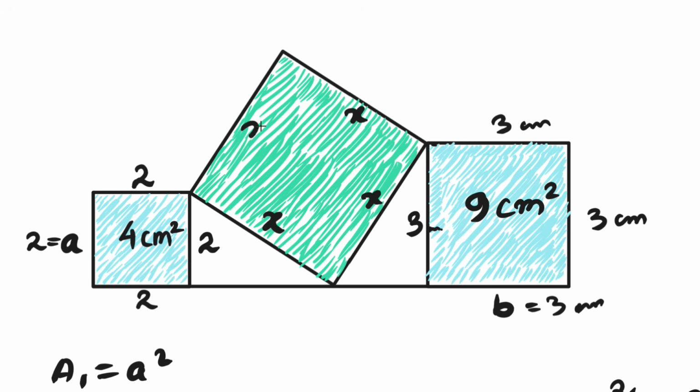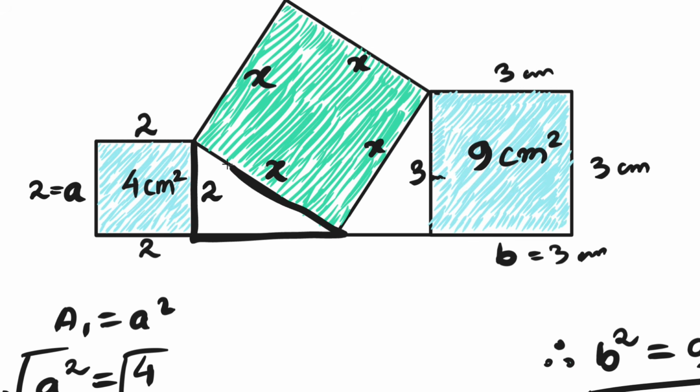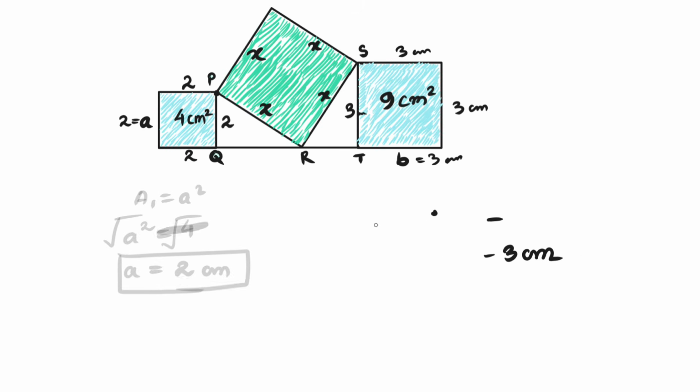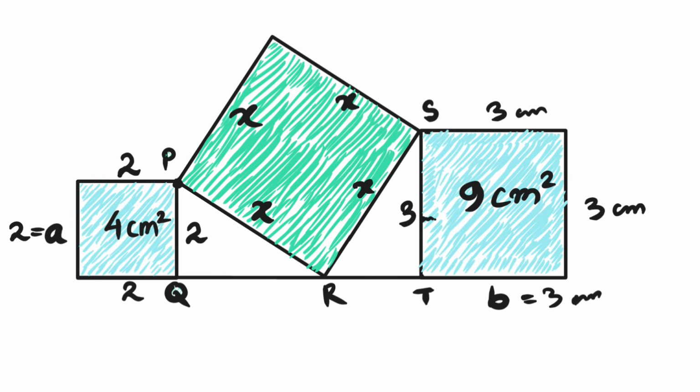Let's now look carefully at the small right triangle next to the smaller blue square. I'll use the points P, Q, R, S, and T to describe the important vertices. In this first right triangle, the side along the green square is the hypotenuse, so its length is x. One of the perpendicular sides comes directly from the smaller blue square, and we already found that this side has length 2 centimeters. The remaining leg is a segment QR.